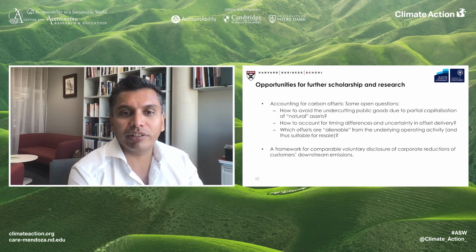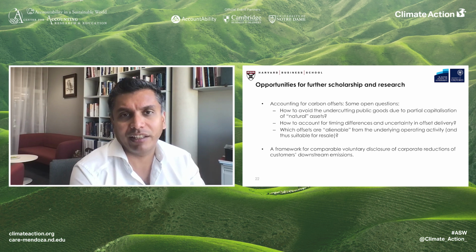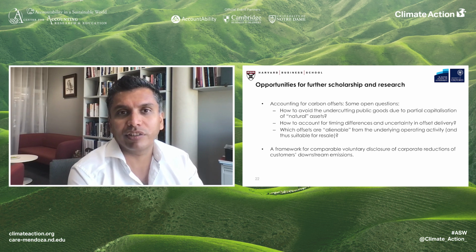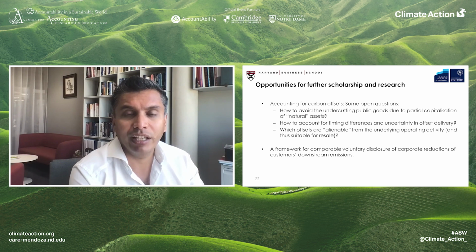We should also be thinking rigorously about how to account for timing differences and the uncertainty in offset delivery, including issues like leakage in natural capital offsets, and how to think about which offsets are alienable from the underlying operating activity and thus lend themselves to transactions or trades on secondary markets. Obviously, you want to create a secondary market for offsets so that that allows for efficient allocation of productive resources and economies. But we should think about this alienability principle very carefully. And that's a feature of some work that Bob and I are now doing with another co-author who also happens to be based at Stanford.